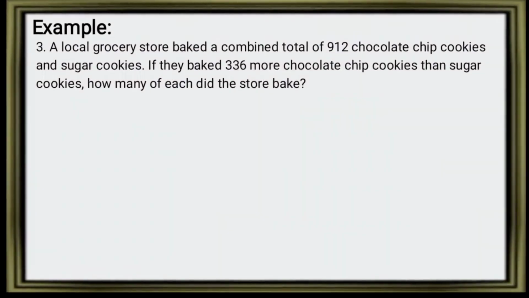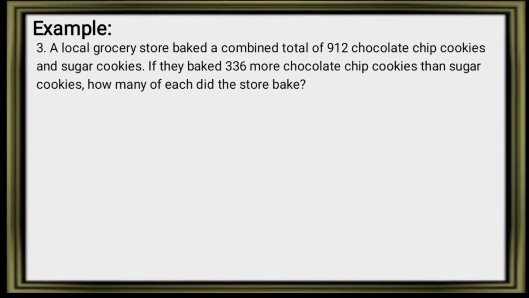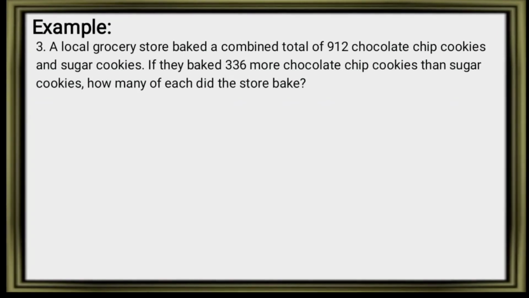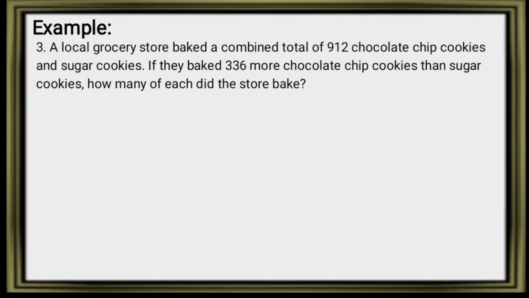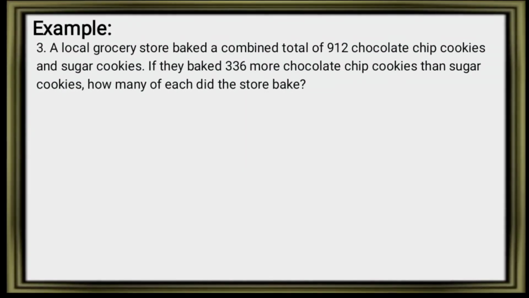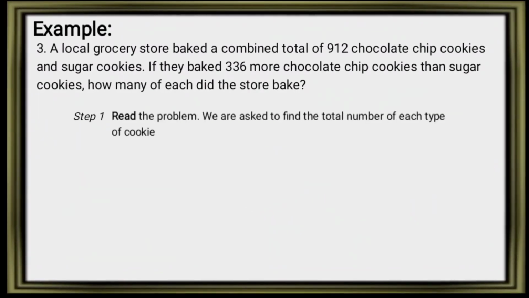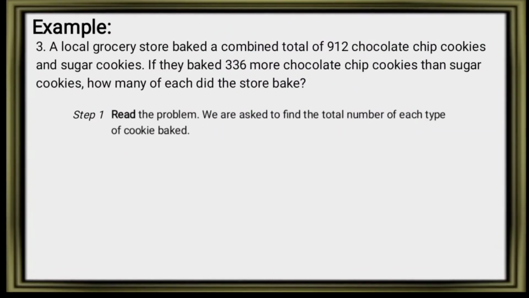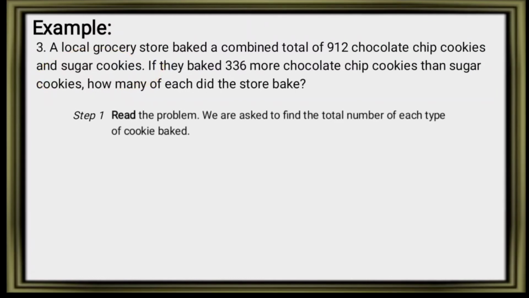Okay, example number 3. A local grocery store baked a combined total of 912 chocolate chip cookies and sugar cookies. If they bake 336 more chocolate chip cookies than sugar cookies, how many of each did the store bake? Okay, let's read the problem. So we are asked to find the total number of each type of cookie baked. Okay, the question is how many chocolate chip cookies and sugar cookies did they bake?